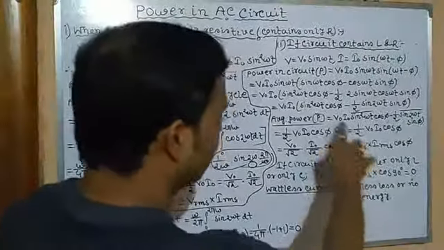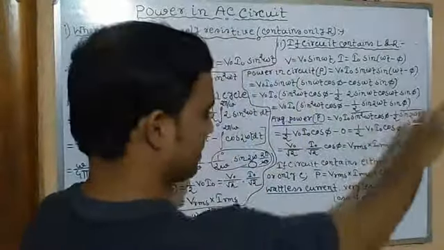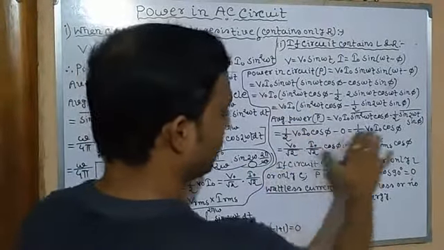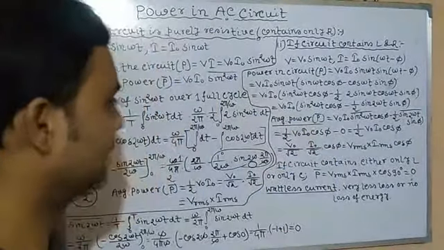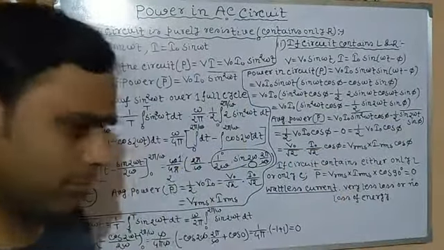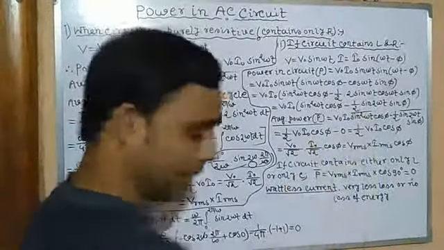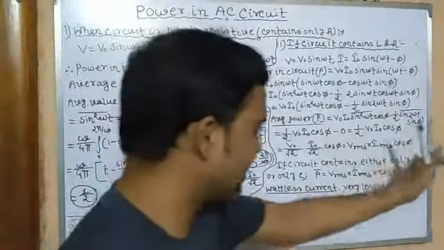So that's why I have written here 0. So this part is totally vanished. So we only have half v0 I0 into cos phi. How can we write it? v0 by root 2 into I0 by root 2 into cos phi. Very easy. Again, this is nothing but VRMS and this is IRMS. So VRMS and IRMS into cos phi.